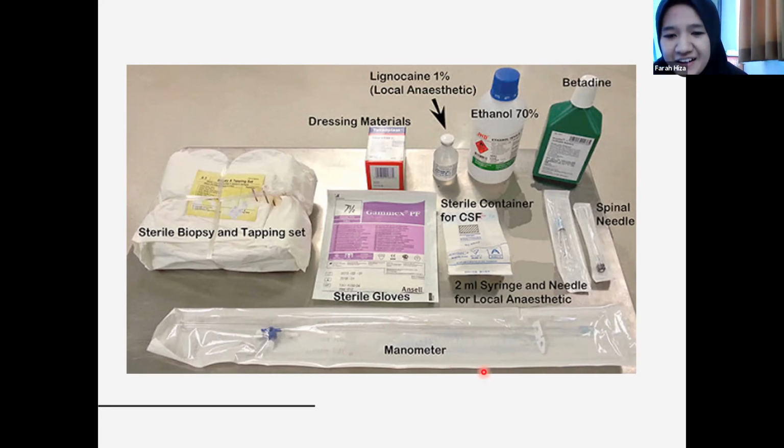On the right side, we have the spinal needle with a syringe, 2 to 3 ml. For the spinal needle, we need to check that it is a stylet spinal needle. Then we have the cleaning equipment, which is betadine, the iodine, and also ethanol about 70%, and also the local anesthetic like lidocaine, which is 1%. Okay, next.